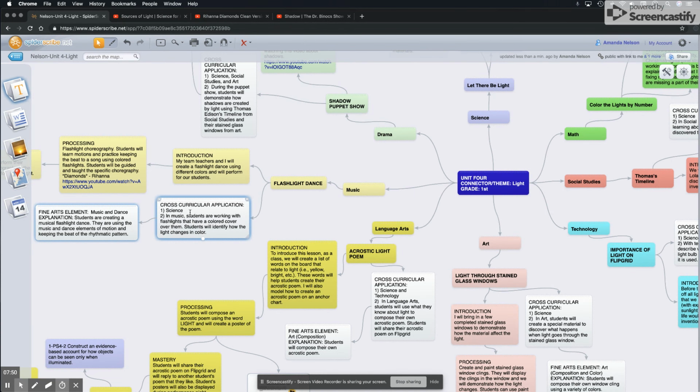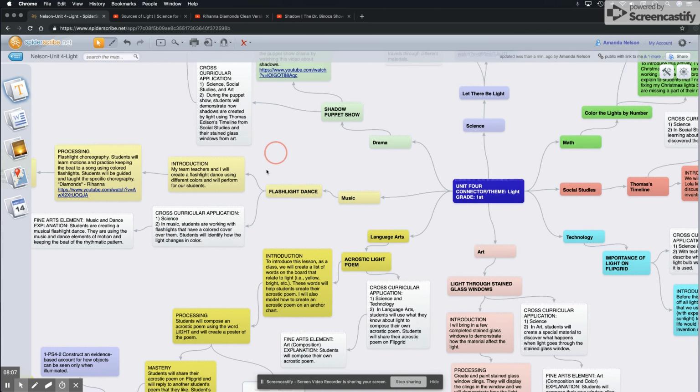And then our cross-curricular application is science, in which students will be working with flashlights, a different type of light over here. And we're also going to be looking at how the lights on top of the flashlight are going to change the color of the light that's displayed.